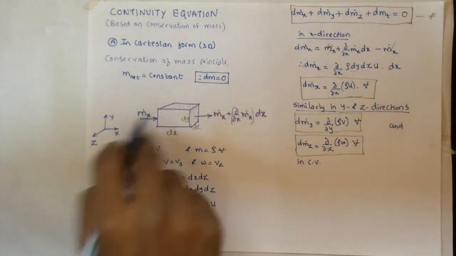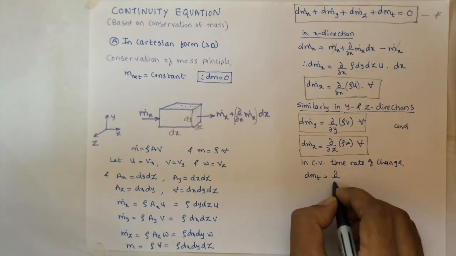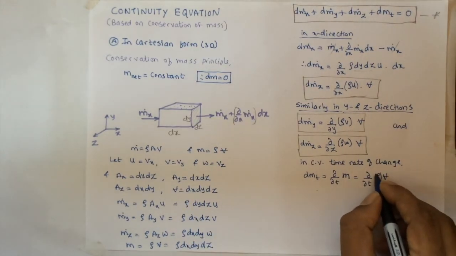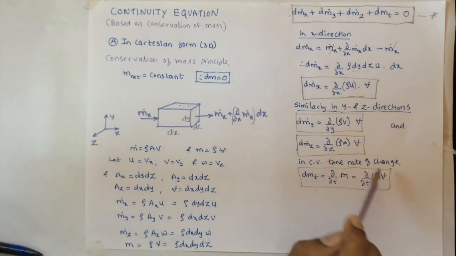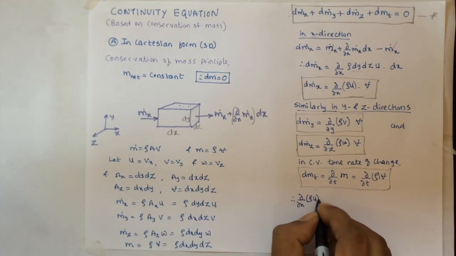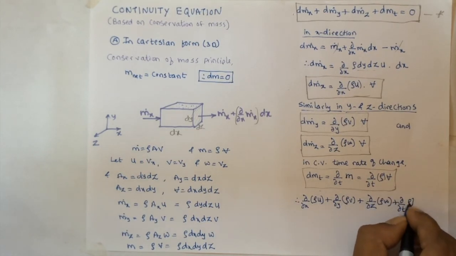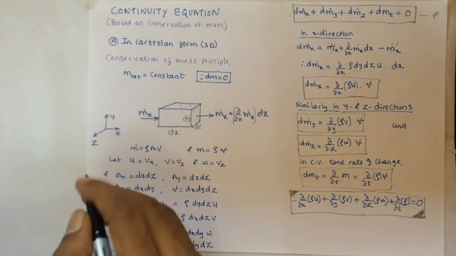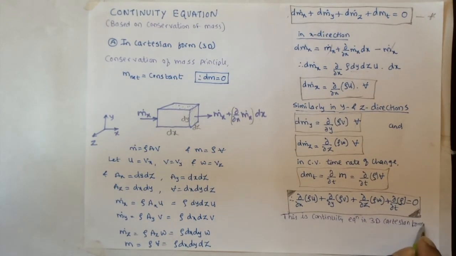Also in the control volume, the time rate of change of mass can be written as dm t, and that is dou by dou t of mass, which is dou by dou t of rho times volume. And if you put these values in the equation stated from conservation of mass, we get dou by dou x of rho u plus dou by dou y of rho v plus dou by dou z of rho w plus dou rho by dou t equals 0, as all the terms contain the volume term, which is constant and can be cancelled out. And this is the continuity equation in three-dimensional Cartesian form.